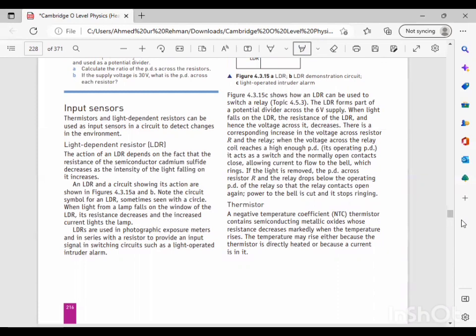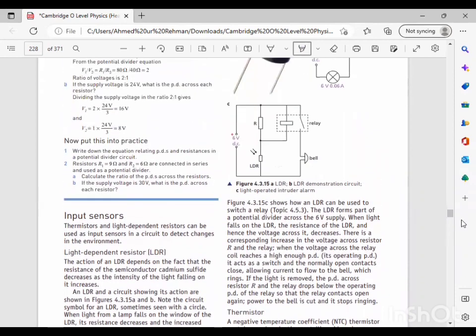The action of an LDR depends on the fact that the resistance of the semiconductor cadmium sulfide decreases as the intensity of the light falling on it increases. So again, we know that inverse relationship. An LDR and a circuit showing its action are shown in figure 4.13.